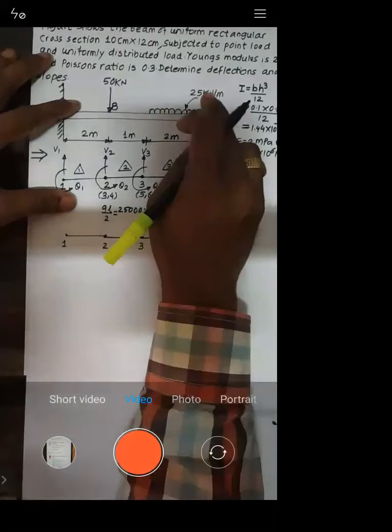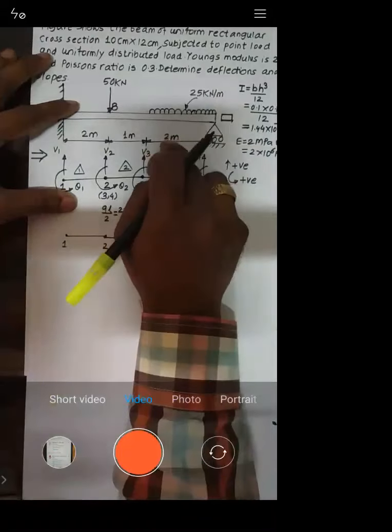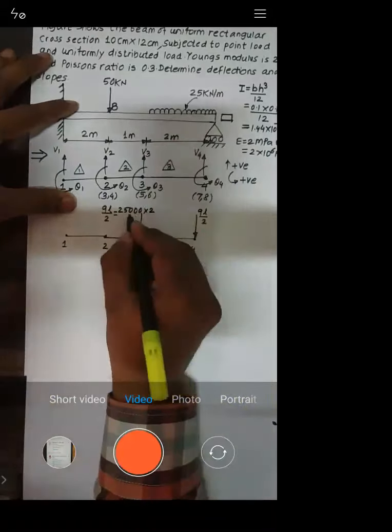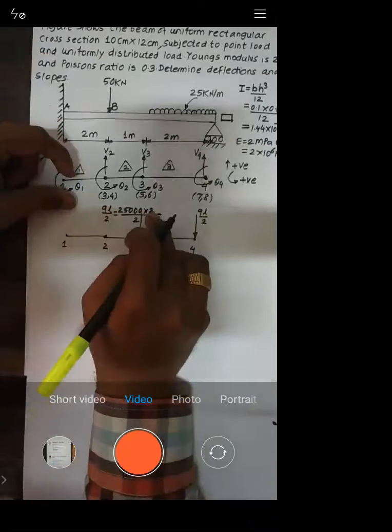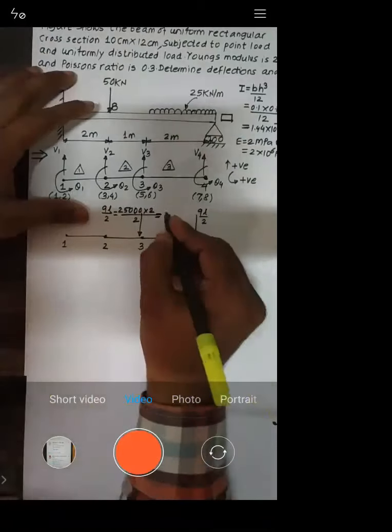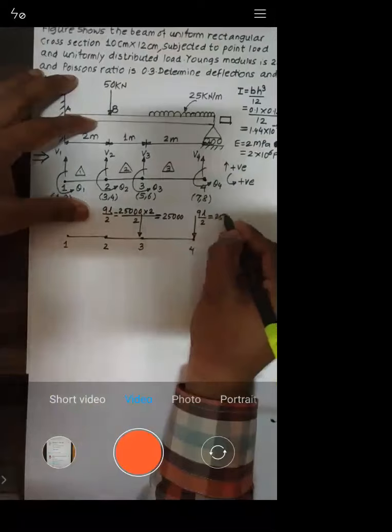Okay, because it is in kilonewton, I need to convert it into newton. So it is 25,000 into length. Length is 2 meter, by 2. So how much will I get? 25,000 into 2 is 50,000, by 2. So it is again 25,000. This is 25,000, and again here it is 25,000.